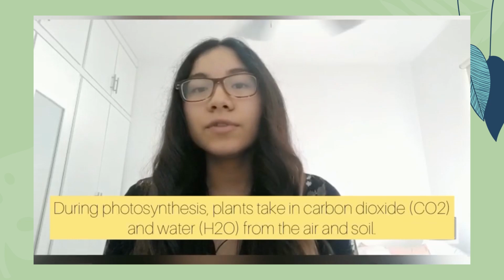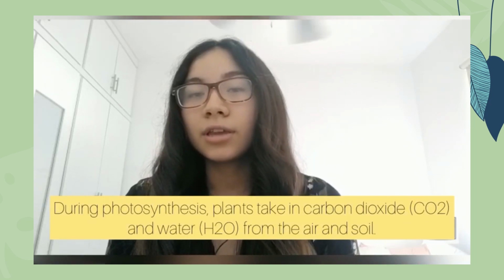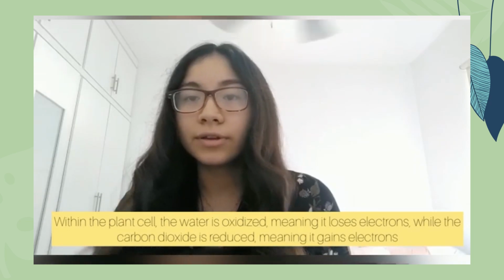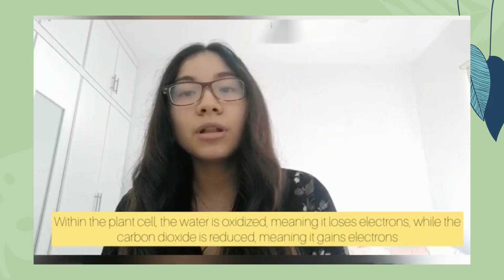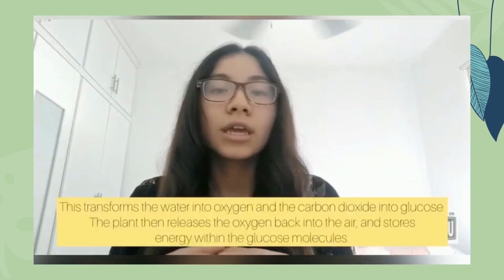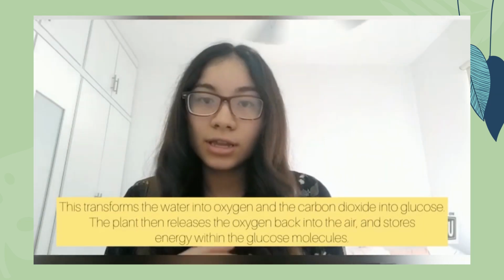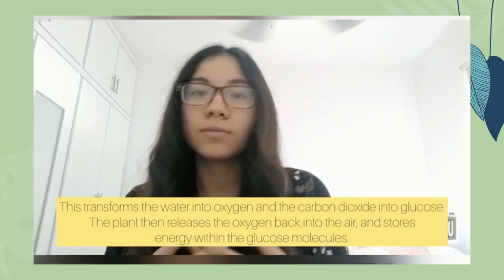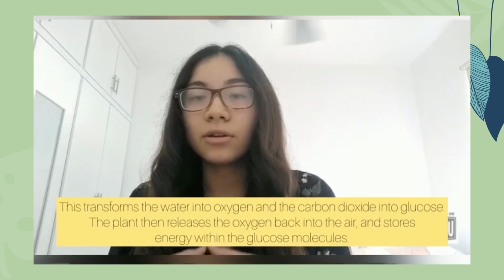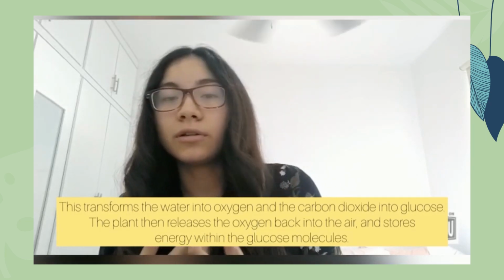Photosynthesis. During photosynthesis, plants take in carbon dioxide and water from the air and soil. Within the plant cell, the water is oxidized, meaning it loses electrons, while the carbon dioxide is reduced, meaning it gains electrons. This transforms the water into oxygen and carbon dioxide into glucose. The plant then releases the oxygen back into the air and stores energy within the glucose molecules.